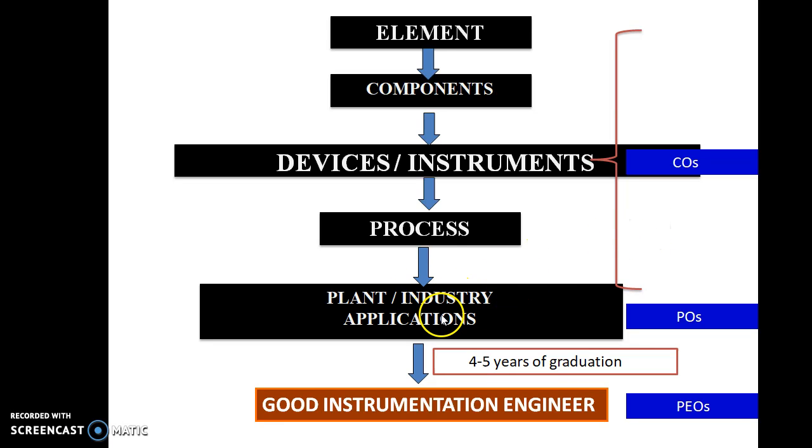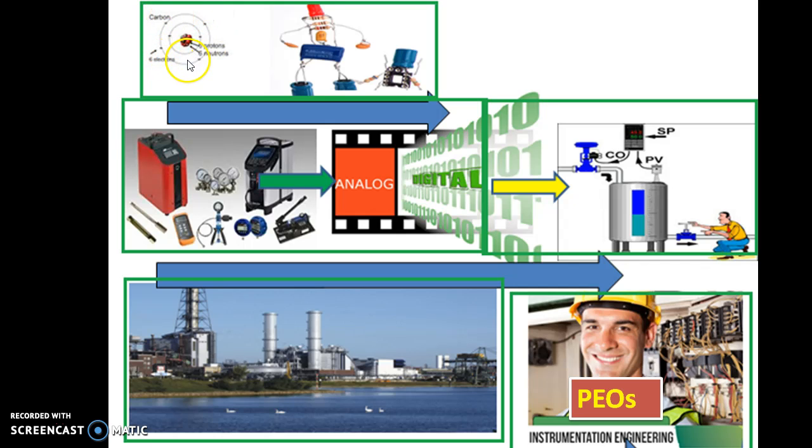Then after 4 to 5 years, he has to become a good instrumentation engineer. So at each stage he has different capabilities. All these are the course outcomes, but finally this process is nothing but the program outcomes, the PSOs and POs. These are our ultimate goal. That's why we are designing the curriculum. This is a simple element, this component, and we need devices made by various circuits and combinations of these components. Then I can make different processes using different types of equipment or instruments. Then in the plant I have various processes. After 4 to 5 years I will achieve the program educational objectives, the PEOs. This is my ultimate goal.